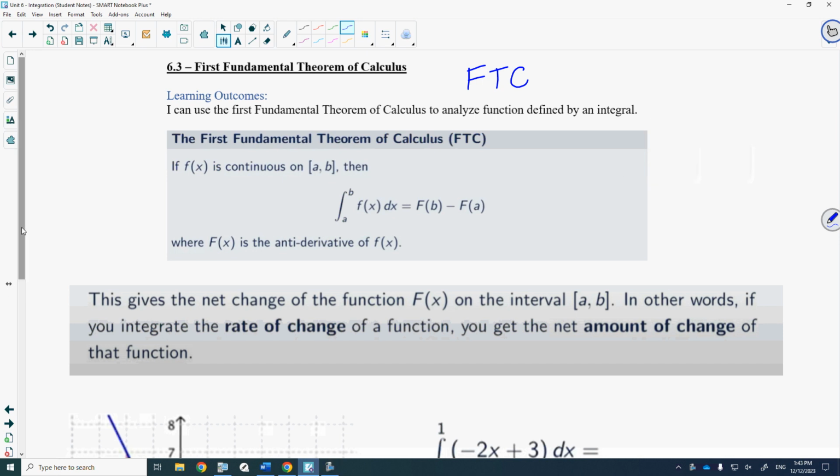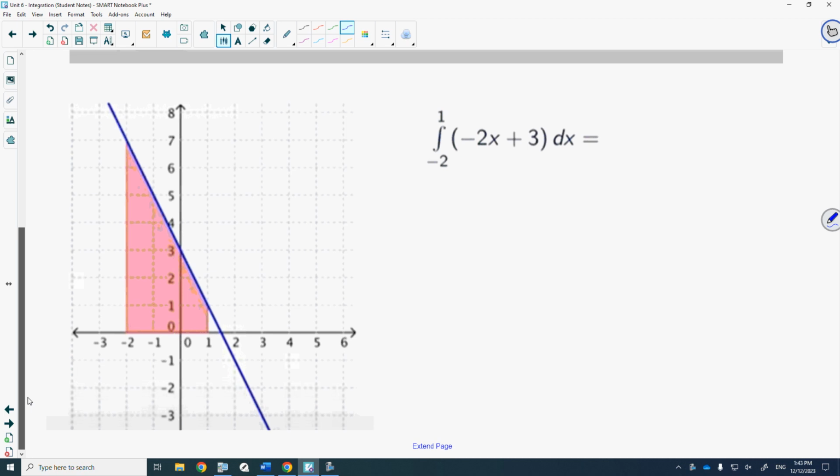Okay, so let's look at this first question here. What we're going to be doing is figuring out the area under the curve of the given function. The given function is going to be this linear equation here. This is integrating, and this is going to be called the integrand.